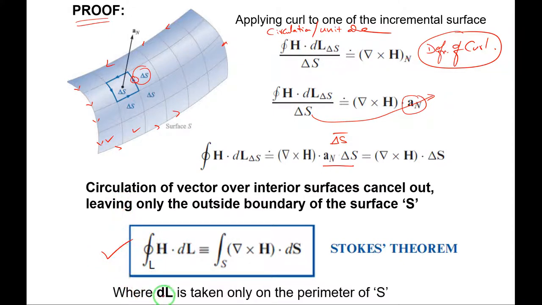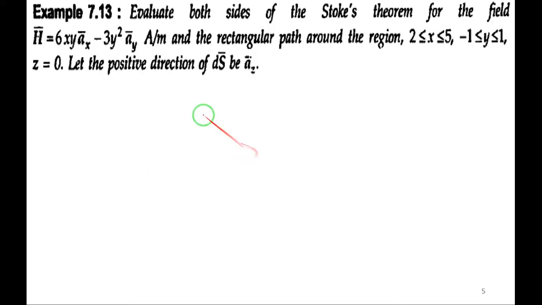And what is this dl? It is nothing but the perimeter of the closed surface, right? So dl is taken only on the perimeter of the surface. Okay, we will solve two numericals based on Stokes theorem and we will wind up today's lecture.